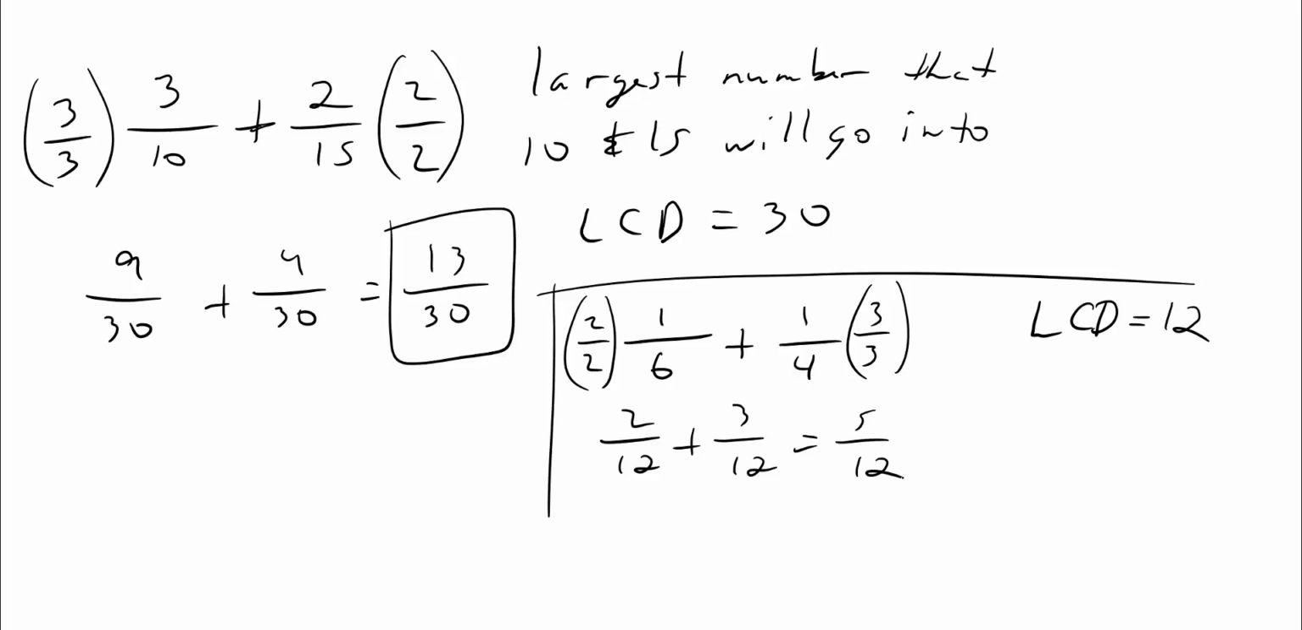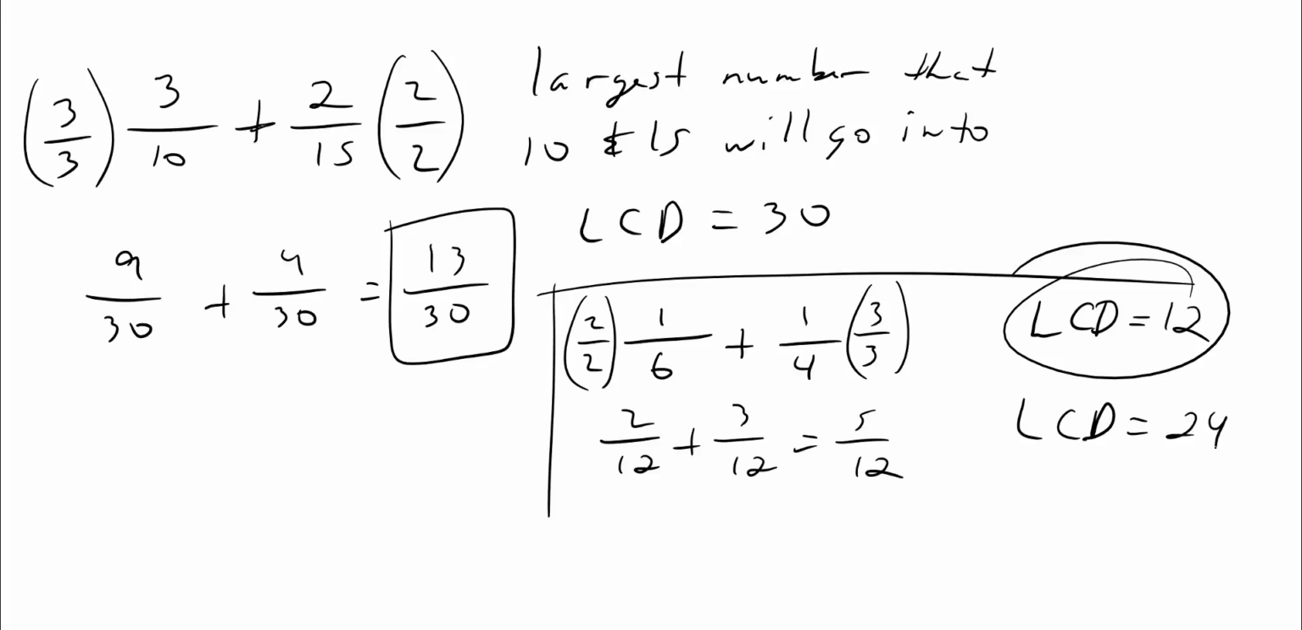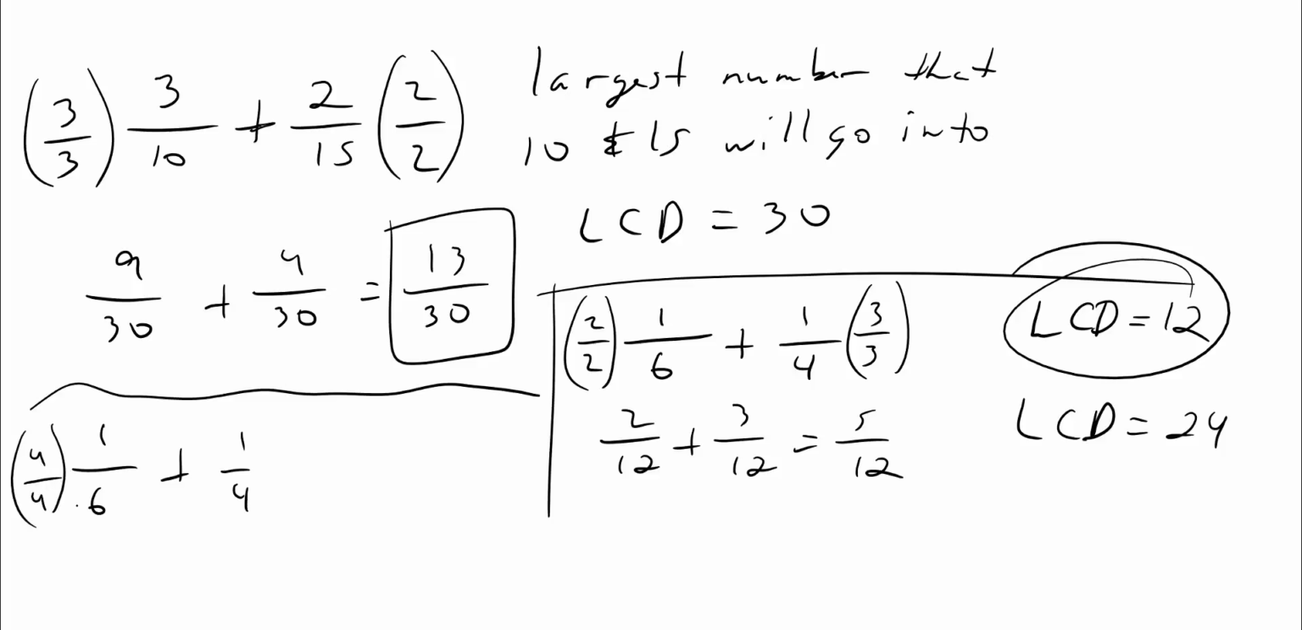Now let's just say, for example, you didn't know that the LCD was 12. Let's say you multiplied together and you said, oh wait, the LCD is 24. That's okay. You're just going to have to reduce it at the end. So let's actually do it right over here. If I would have said the LCD was 24, let me write the problem out again. 1/6 plus 1/4. You would multiply this one by 4 over 4, because that gives you 24, and this one by 6 over 6, because that gives you 24.